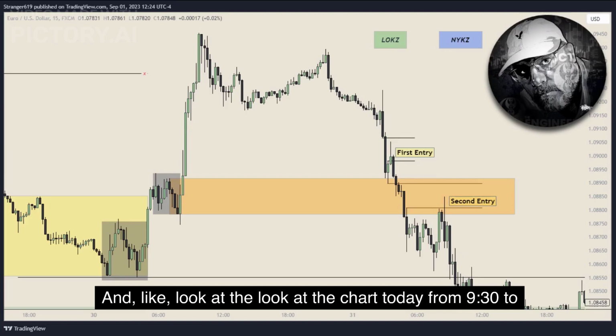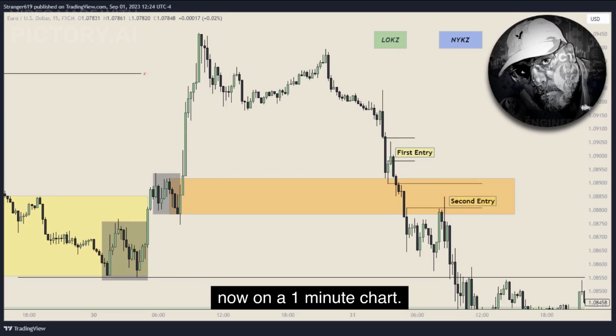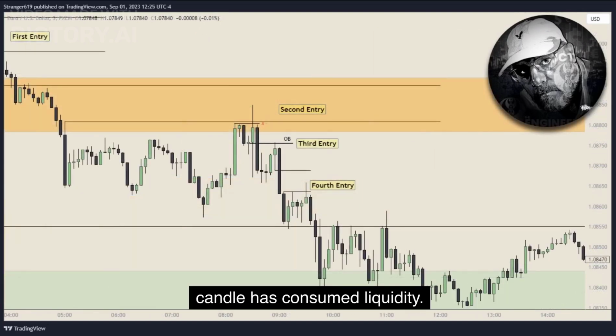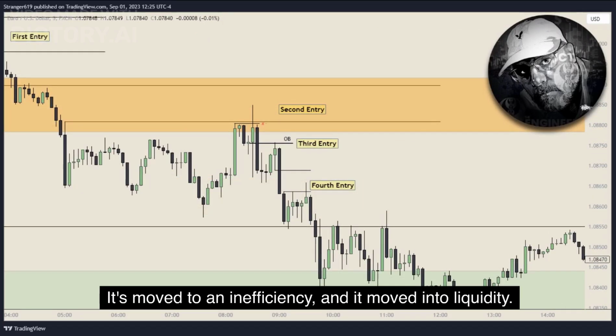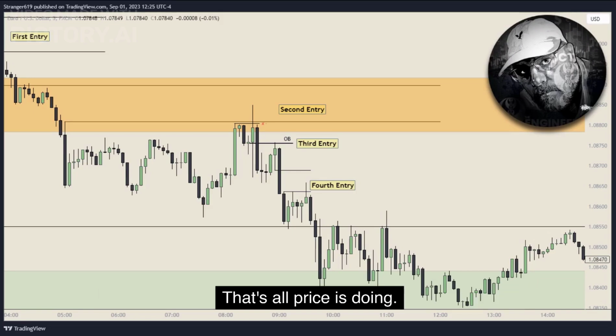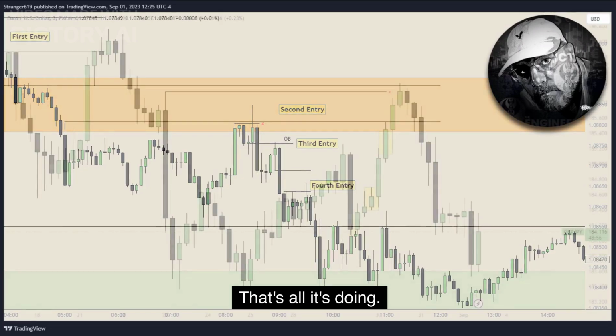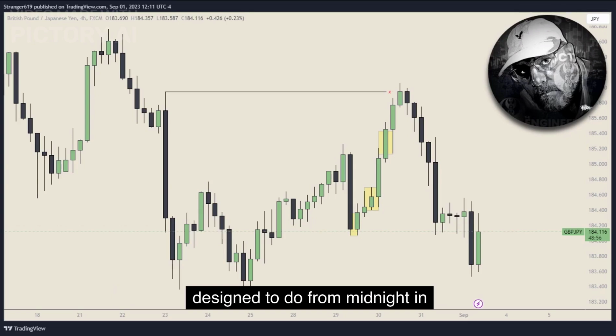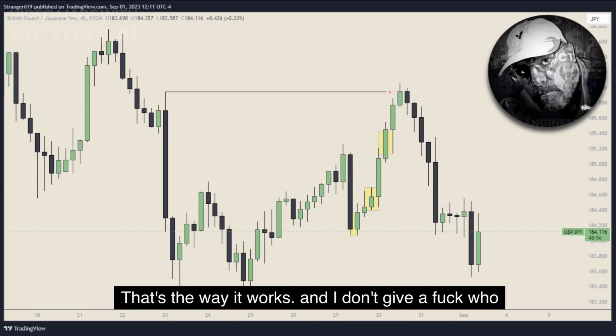Look at the chart today from 9:30 to now on a 1 minute chart. That's a snake. That's grown. Every new candle has consumed liquidity. It's moved to an inefficiency and it moved into liquidity. That's all price is doing. That's all it's doing. It's predetermined. It's going to be doing whatever it's designed to do from midnight in New York local time. It's established. That's the way it works.